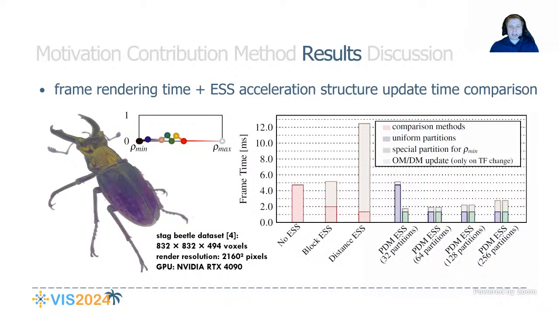The frame rendering time and the ESS acceleration structure update time are shown in comparison for different methods here.